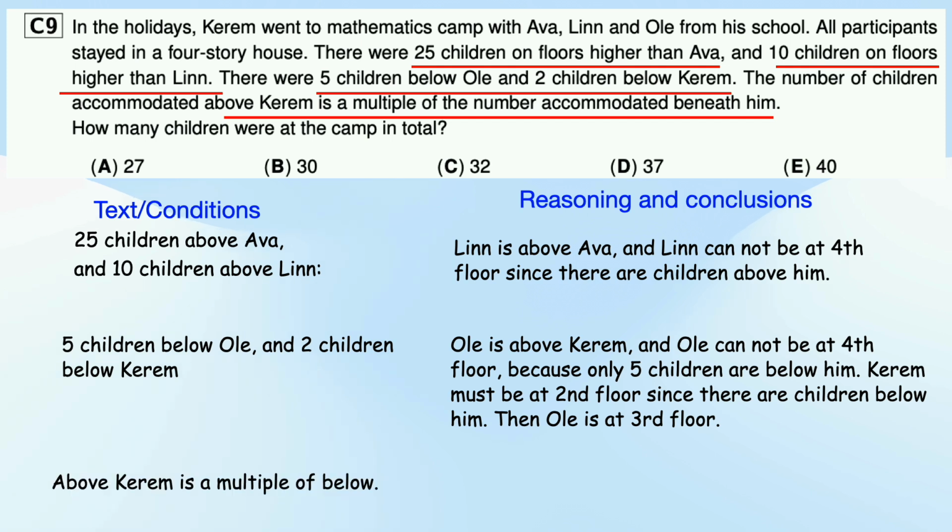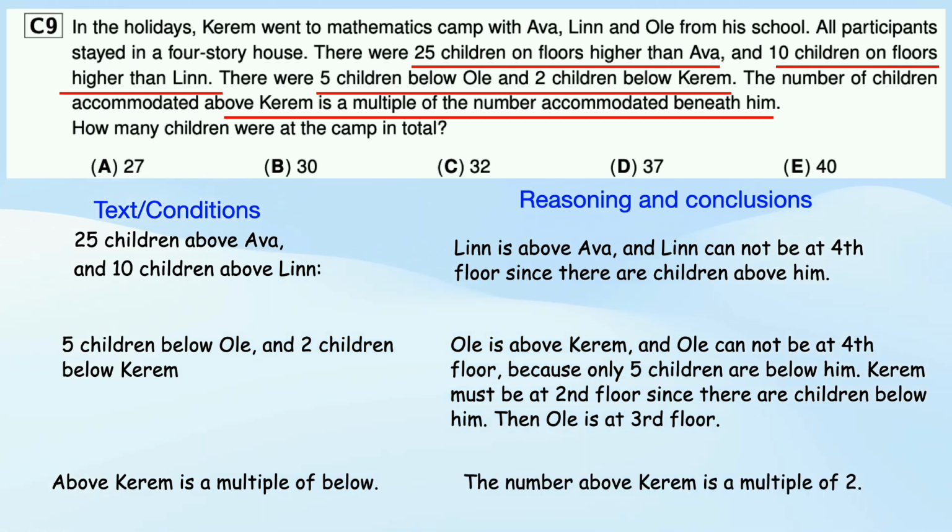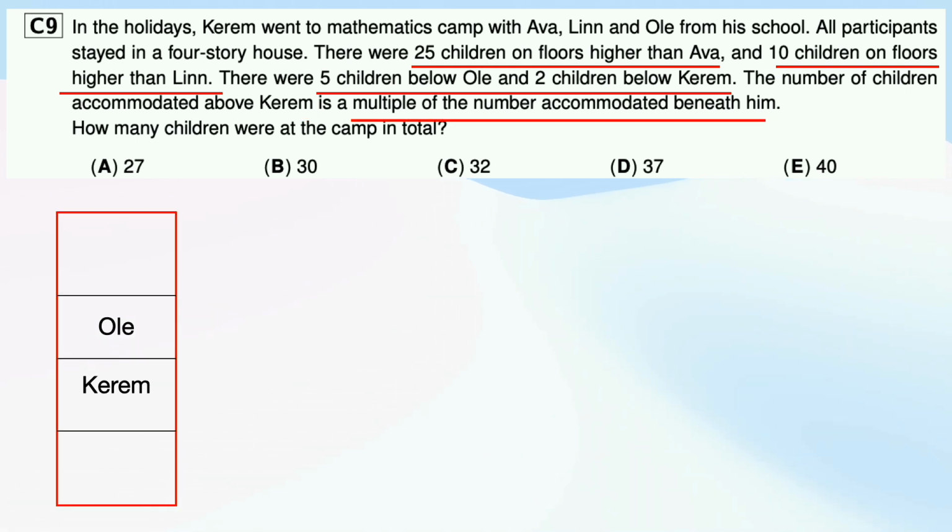And we also look at the last condition. Above Kerem is a multiple of below. So below Kerem is 2 children, so the number above Kerem is a multiple of 2. Once we fix the positions of Kerem and Ole, we can look into the possible floors for Eva and Lin.